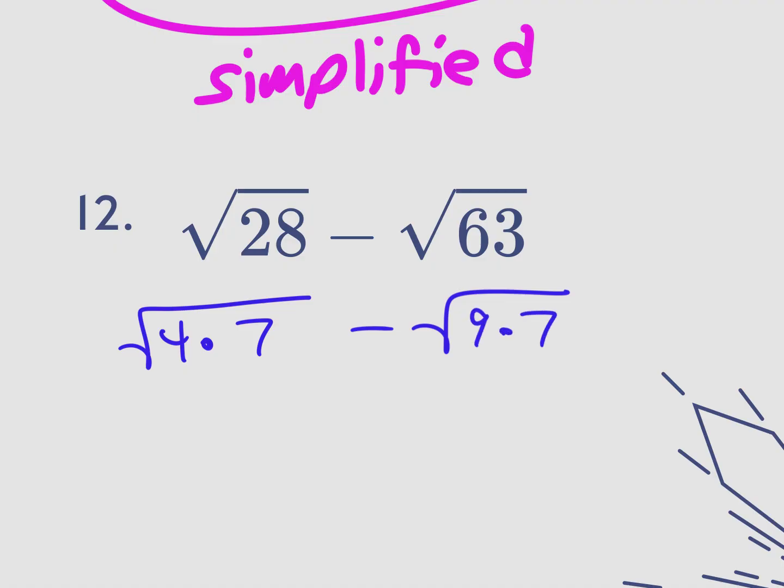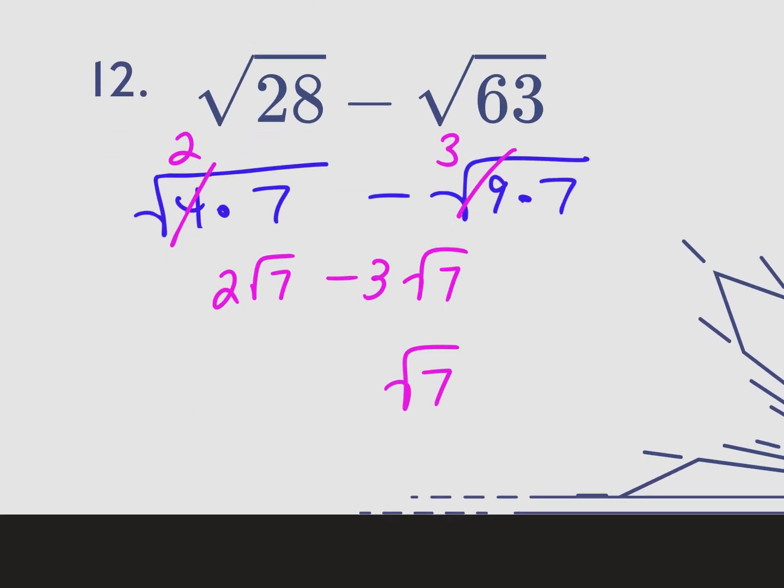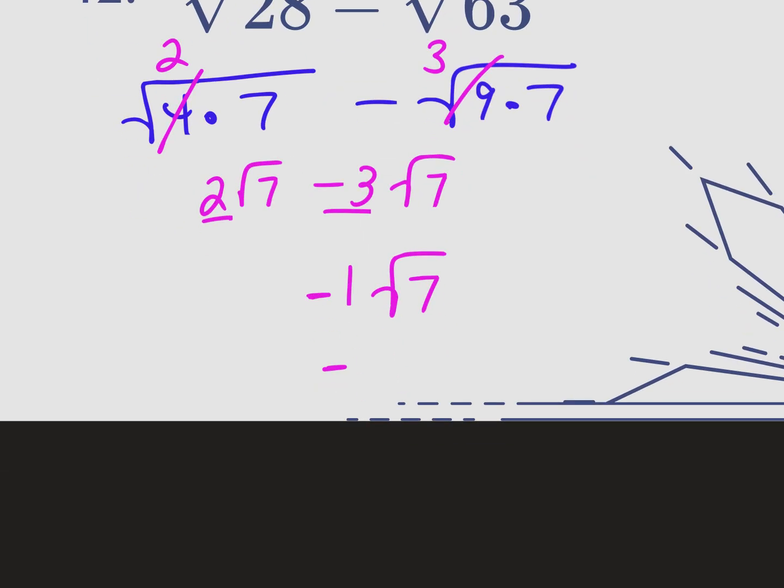Well, what is the square root of 4? 2, bring it out. So I have 2 square root of 7 minus, what's the square root of 9? So I have 3 square root of 7. Do they have the same last name now? Yeah, they sure do. So it's the square root of 7. And then what is 2 minus 3? Negative 1. You could write it like that, or you could write it just with a negative sign out in front.